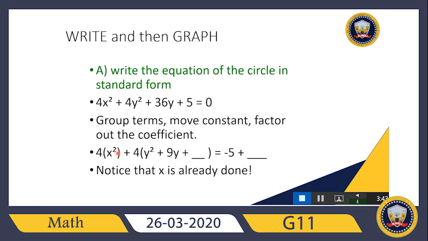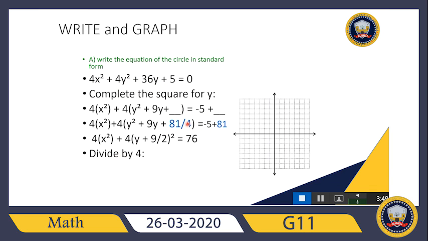We noticed that in this case x is plus 0, so we don't have to add anything. So we added this number to both sides, and then after having this 4 outside the parentheses, we have to divide by this 4 to get the final standard form of the circle, which is in this case x squared plus y plus 9 over 2 squared equals 19.